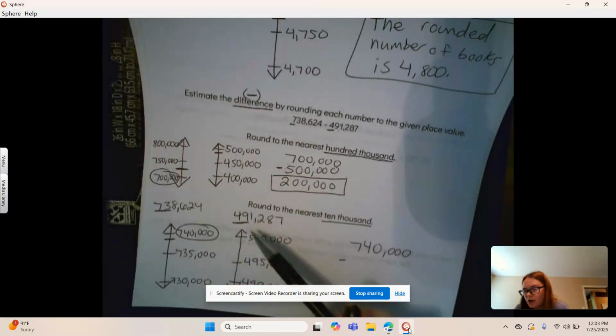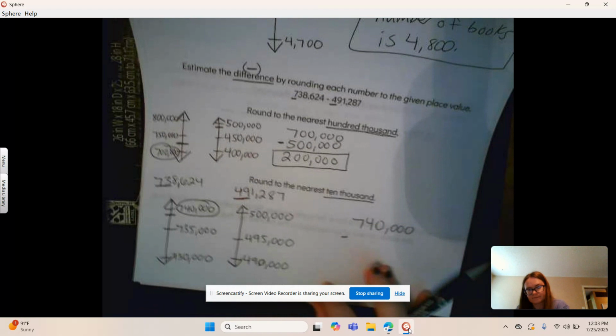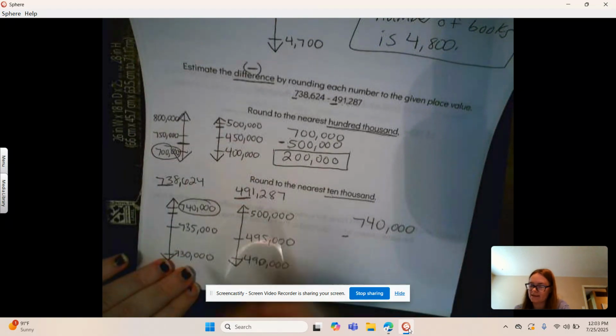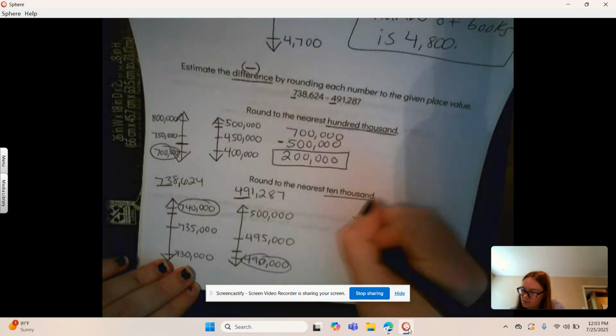So our number, 491,287, is that greater than or less than 495,000? It's less than. It's going to be about right there. So which endpoint is our line closest to? 490,000. Good.